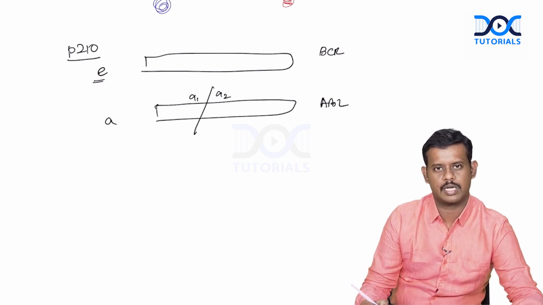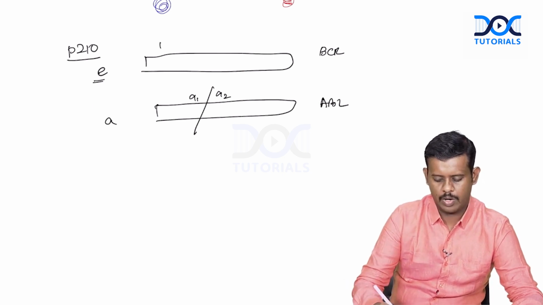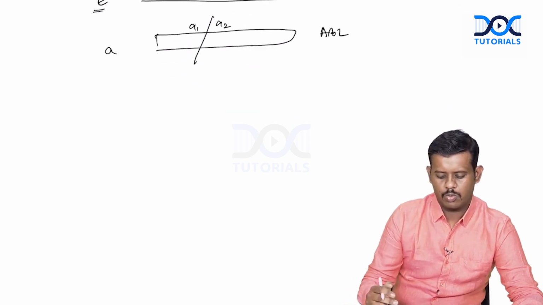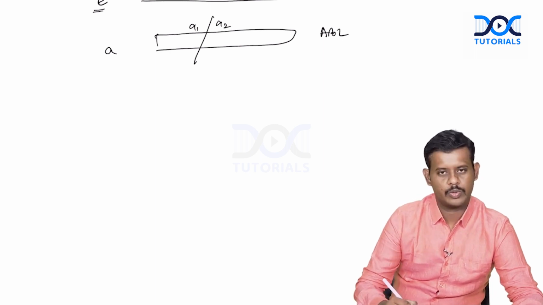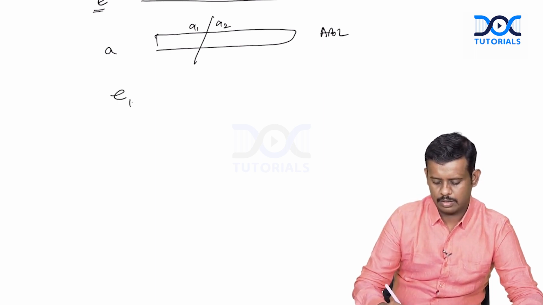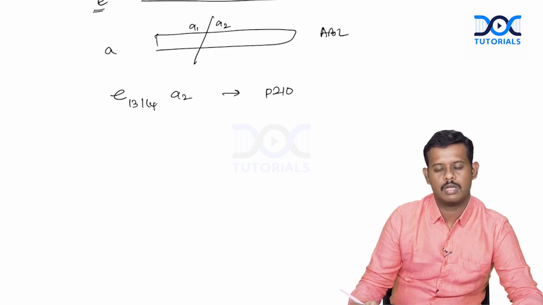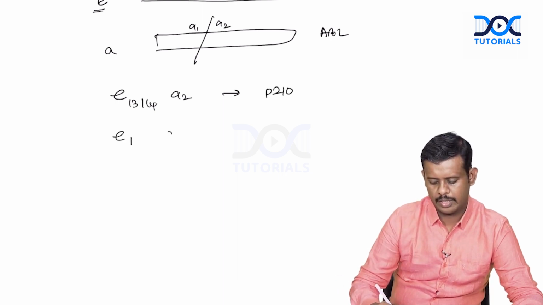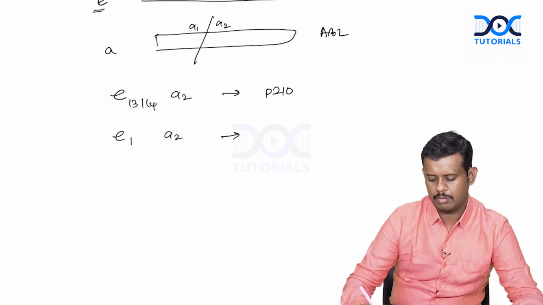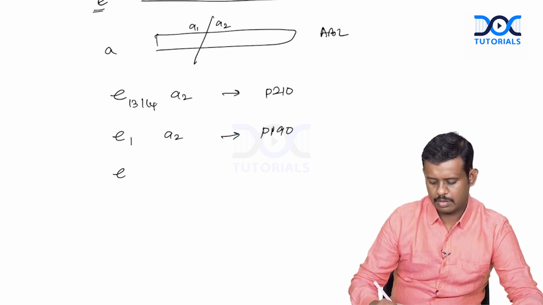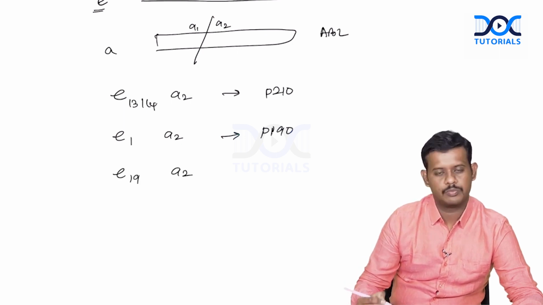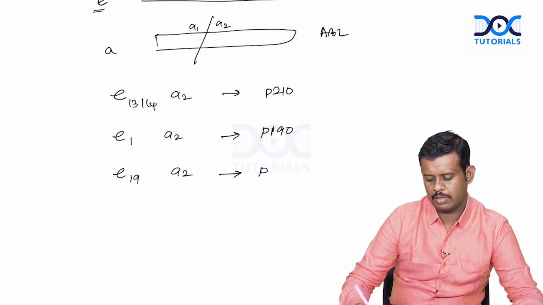So this E can be cut at multiple points. It can be E1, it can be E13, E14, E19 and so on. When we combine these, what you get is a hybrid, that is E13 or E14 with A2, which gives rise to the protein called P210. The next combination is E1A2, which gives rise to the protein called P190. And the next is E19A2, which gives rise to the protein called P230.